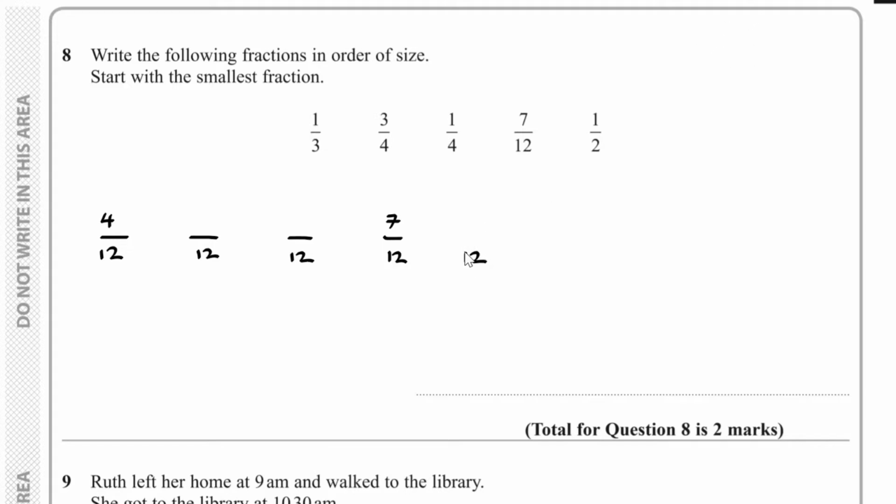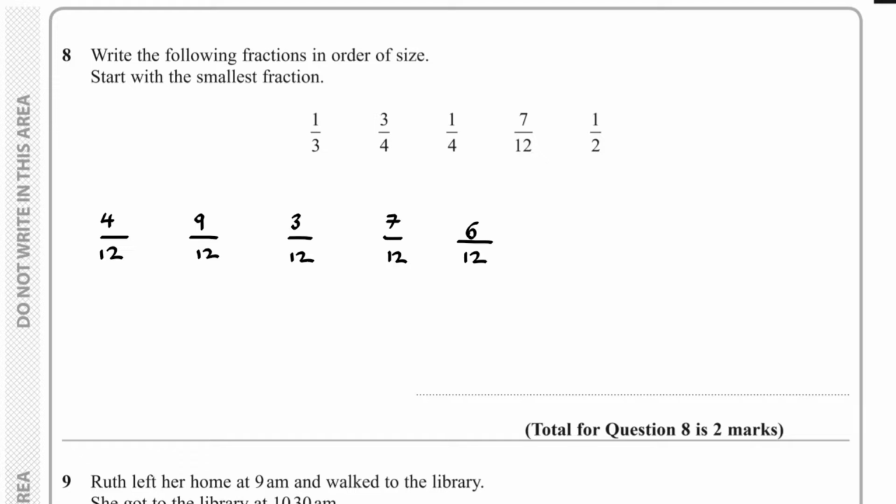We then ask ourselves, how do we go from a 4 to a 12? We times by 3. So 3 times by 3, that will be 9. We then ask ourselves, how do we go from a 4 to a 12? We times by 3. So 1 times by 3, that's 3. We now ask ourselves, how do we go from 2 to 12? We multiply by 6. So 1 times by 6, that will be 6.